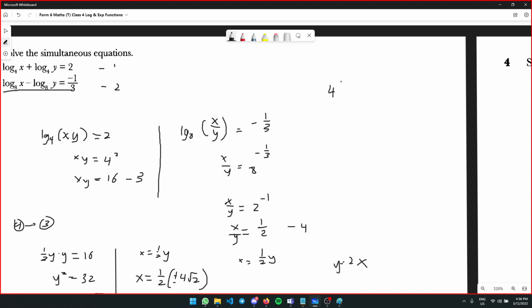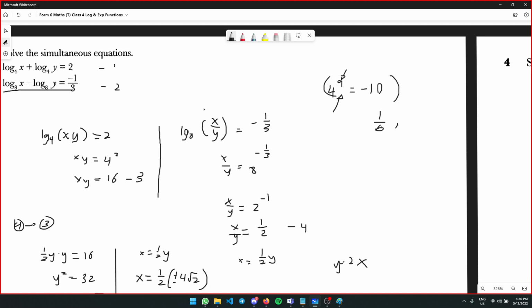Let's say 4 to the power of a equals a negative number. Can you put any number here? You won't get a negative number. You will either get a fraction or a very big number. So it doesn't make sense, right? It doesn't make sense for a log to be negative.